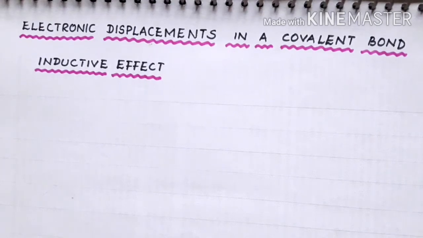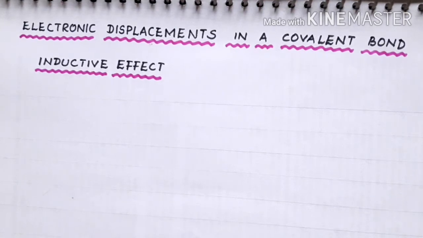Hello students, we are going to learn about electronic displacements in a covalent bond. You know that a covalent bond is formed by the sharing of electrons. A single covalent bond means a pair of electrons. Electronic displacement in covalent bonds may occur either due to the presence of some atom or groups in the molecule or under the influence of an attacking reagent.